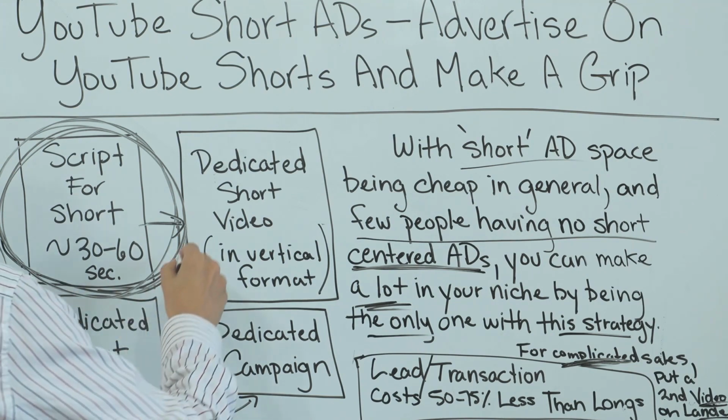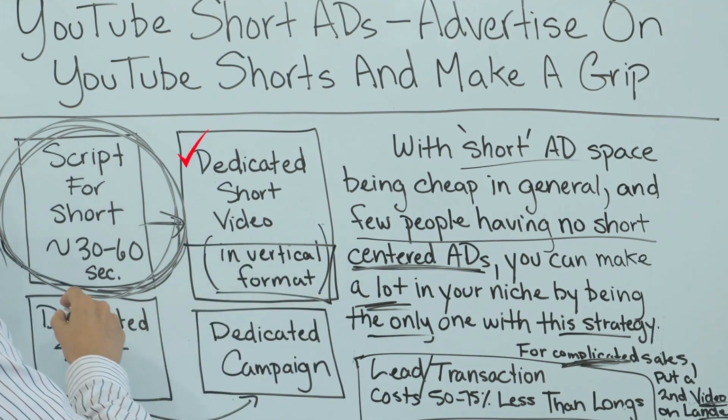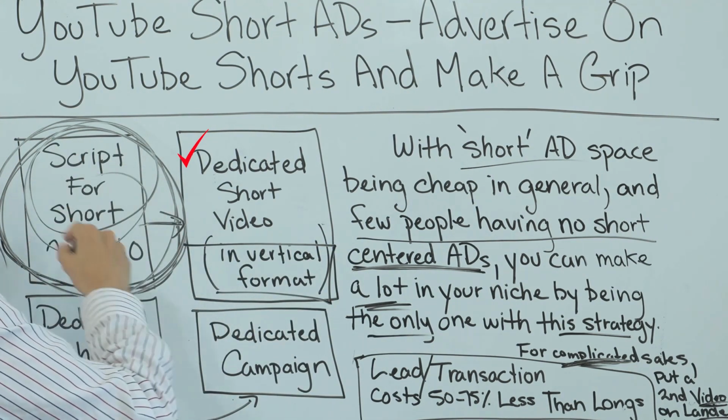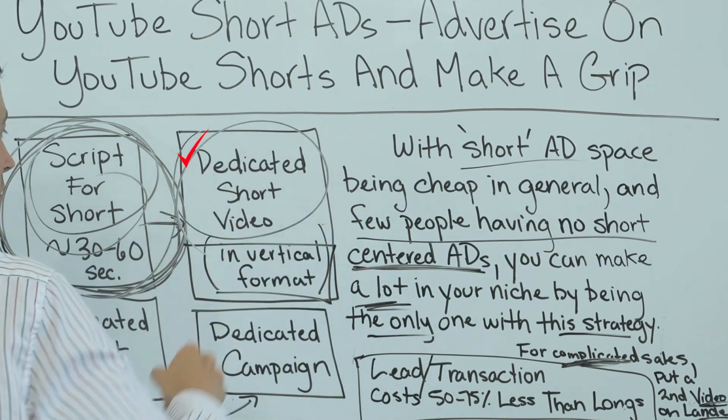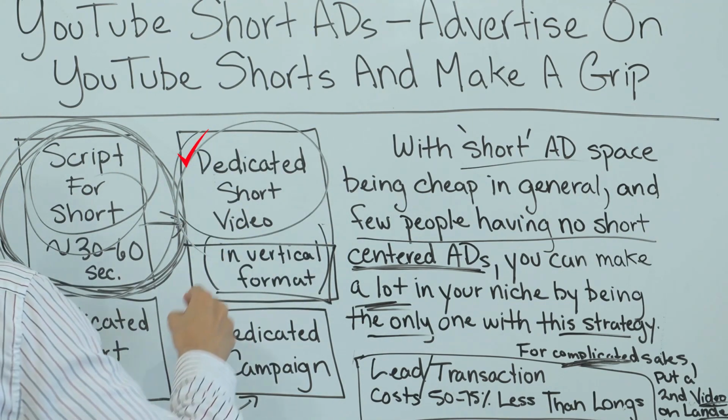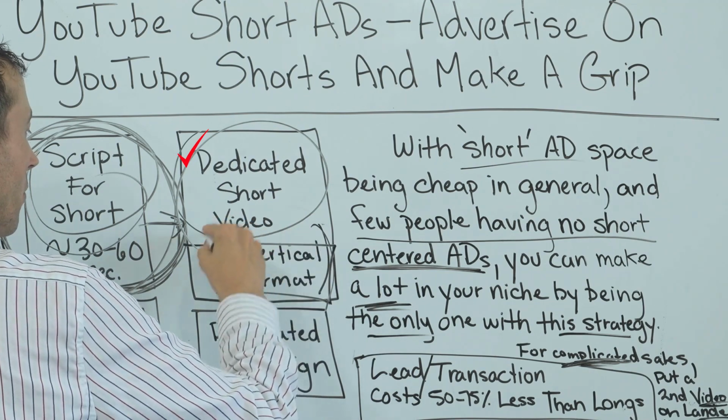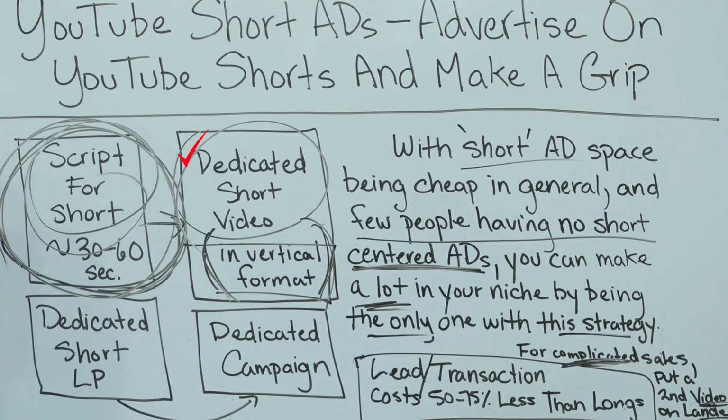So with this said, you're going to create your script for your short that's going to go into your 2 to 3 minute long version of your video. The short itself is going to be in a vertical format, okay?